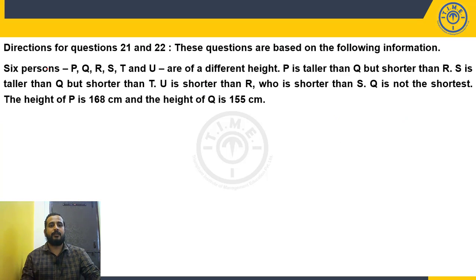Okay. Now come to the comparisons questions. 6 persons P, Q, R, S, T and U. Totally how many persons? 6 persons are of a different height. And we have some points. Okay. Let's see.